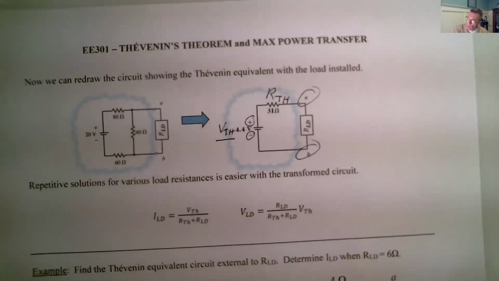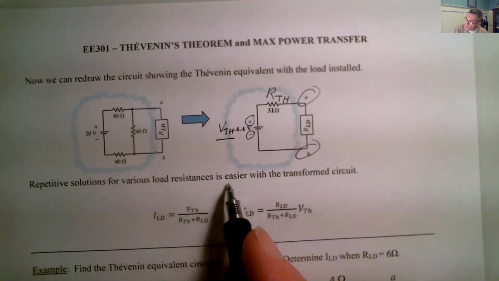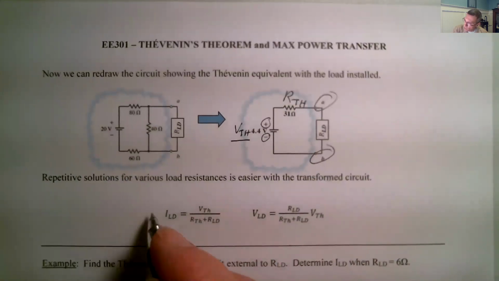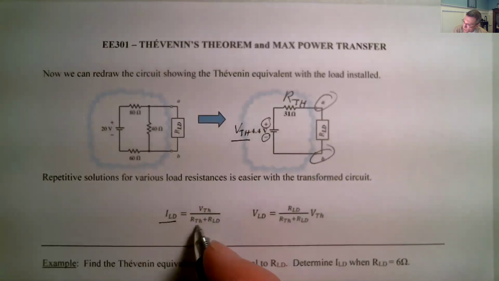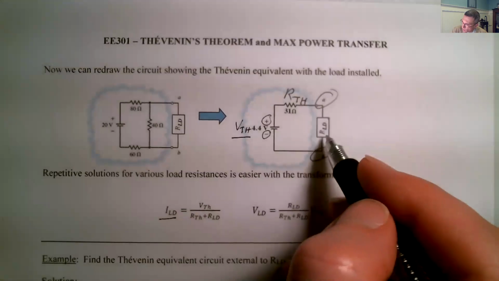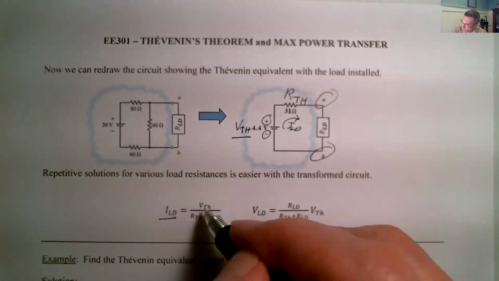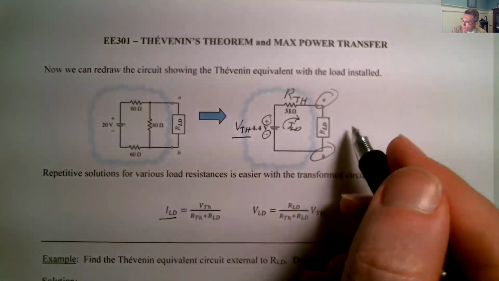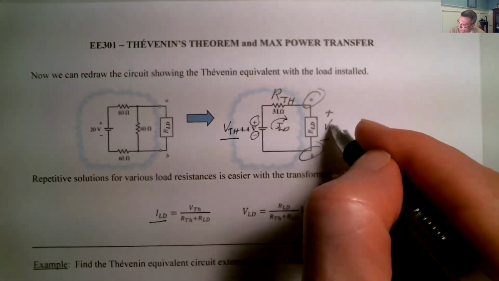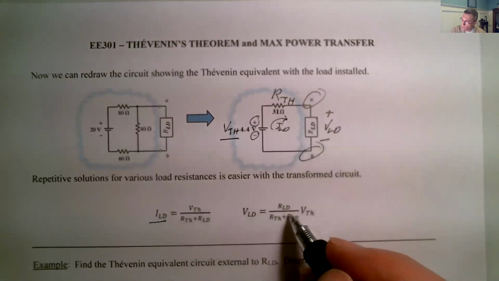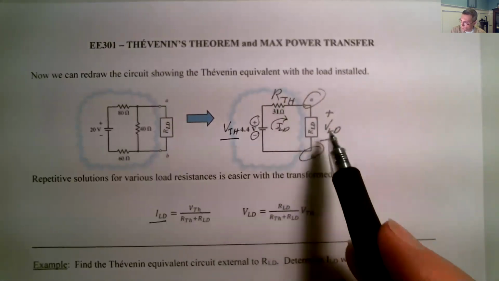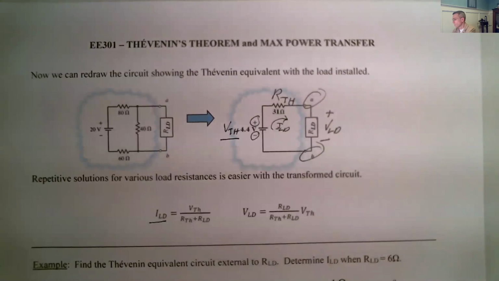But in order to be accurate on what's going on with it, you need the plus and minus with the A and B. Repetitive solutions for various load resistances is easier with this transformed circuit because now you can find I load. Because these are now in series, you add them together: I load is just VTH over RTH plus R load. And V load, the voltage across that load, is a voltage divider: R load divided by the sum times VTH, because it's all in series.